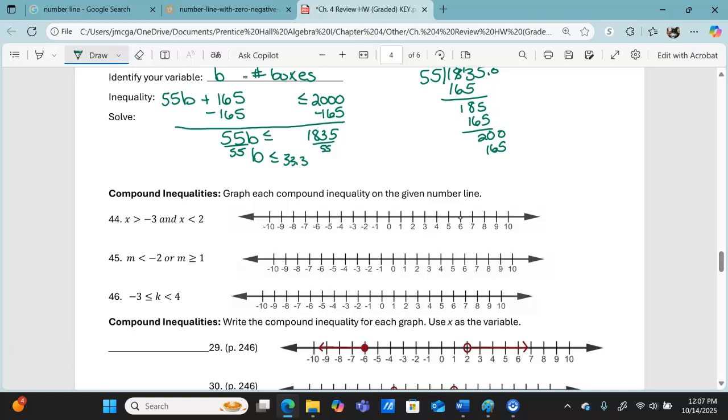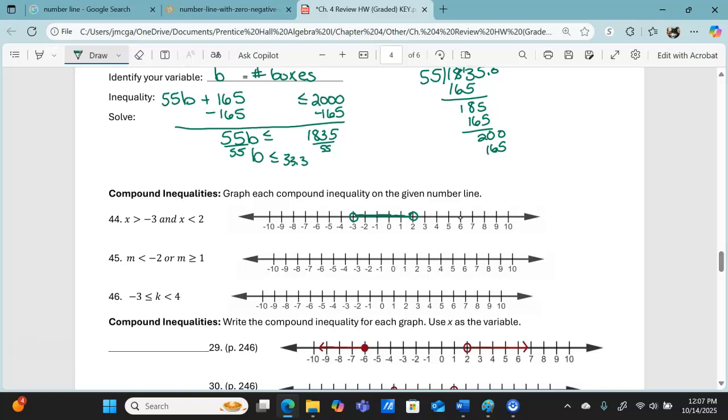Compound inequalities with an and, we have greater than -3, so an open circle at -3 and heading this way, but less than 2, so an open circle at 2 and heading this way. So what we get here is this trapped region between -3 and 2. Normally they will write an and like that.